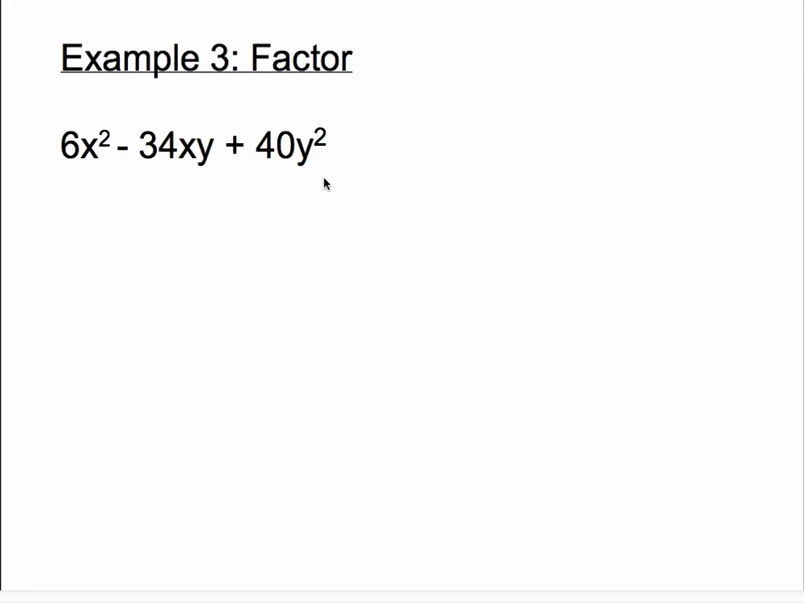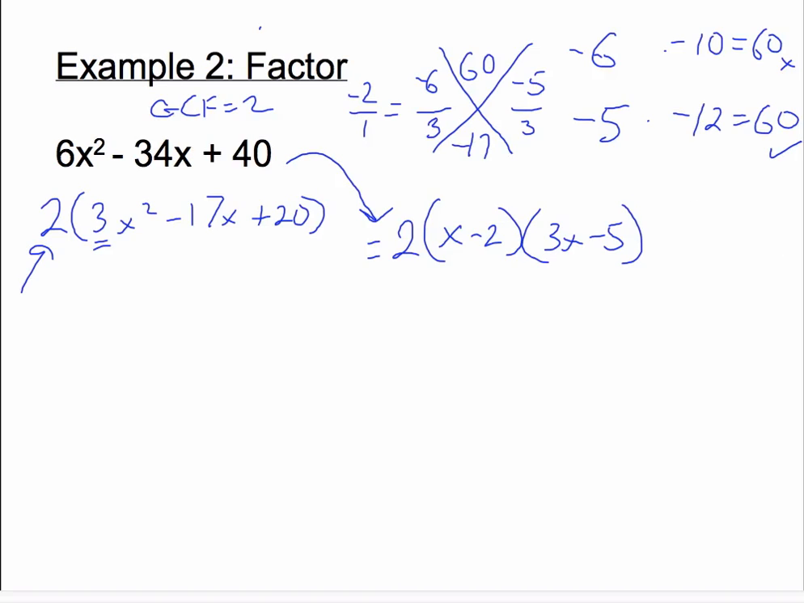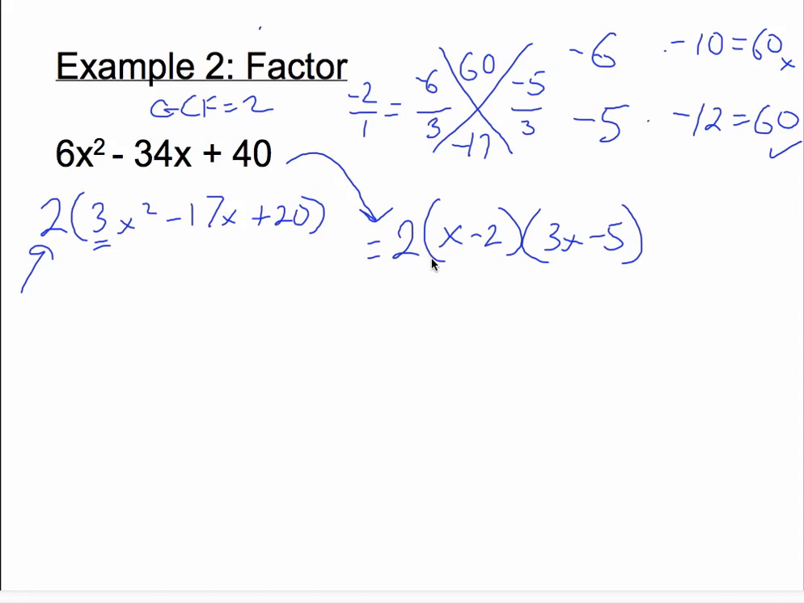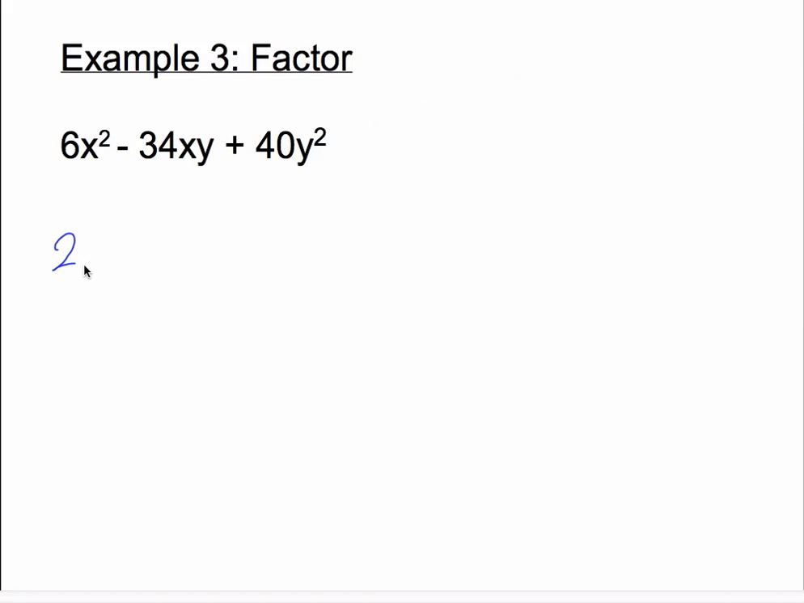Let's take a look at this one. Now this one looks like the same coefficients as we just had. So I'm going to do the same. Well, we already know that it's going to look like this. So 2 times x minus 2 times 3x minus 5. Okay, but this is a little bit different.